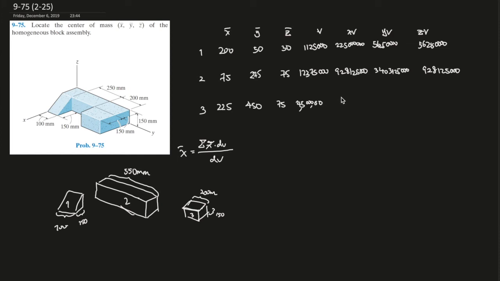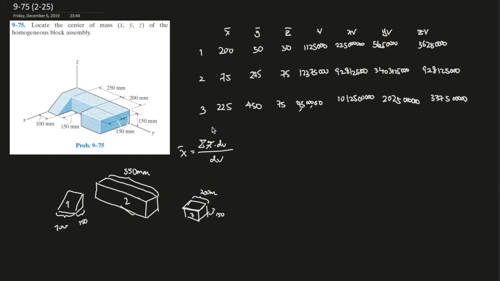Okay. And for 225 times the volume gives you 10,125,000. And for y, that's 2,025,000. And for z, 3,375,000.